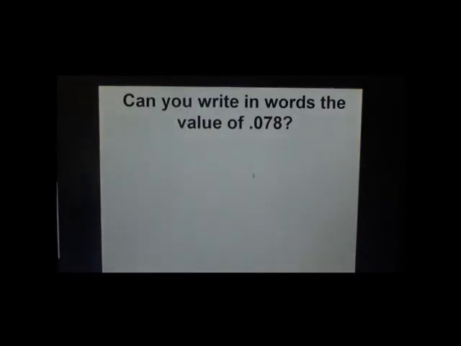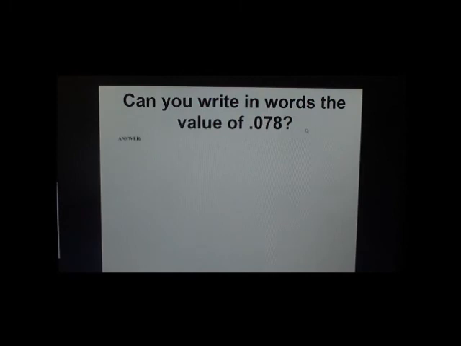Now, can you write in words this value? It looks like 0.078, but if someone said read it and you said 0.078, you really wouldn't be reading its value. You'd just be telling what it looked like. If you can read its value, and what you hear yourself read, either in your mind or out loud, if you write those words, then you'll have it.